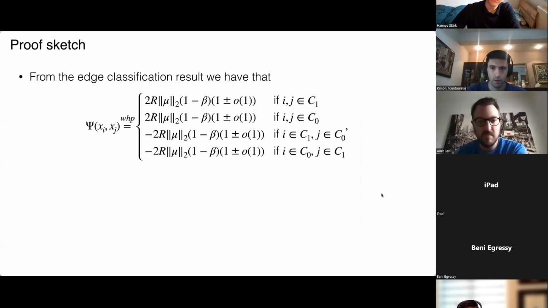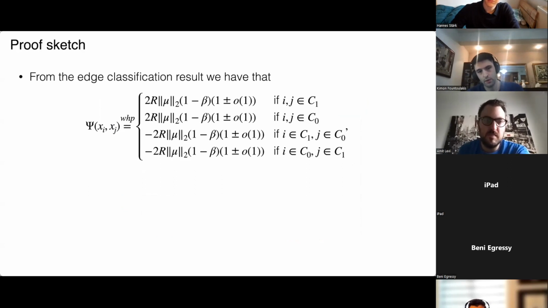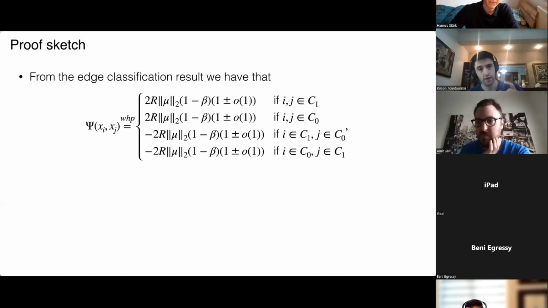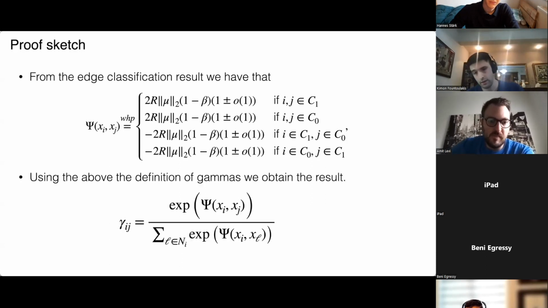Okay, I'm continuing. So how do we prove that? We need to understand how the psi function works, and we can show that with high probability the psi function is going to be very large positive for the intra edges and very negative for the inter edges. In particular, for the intra edges, the value of psi is going to concentrate around 2 times r times the distance of the means, the norm of nu, times 1 minus beta, where beta is the Lee-Hirel parameter. R is a parameter that we control in the psi function. So you can see here that the margin of classification is very large because you have something large positive and something large negative. We're going to exploit that in order to say something about gammas.